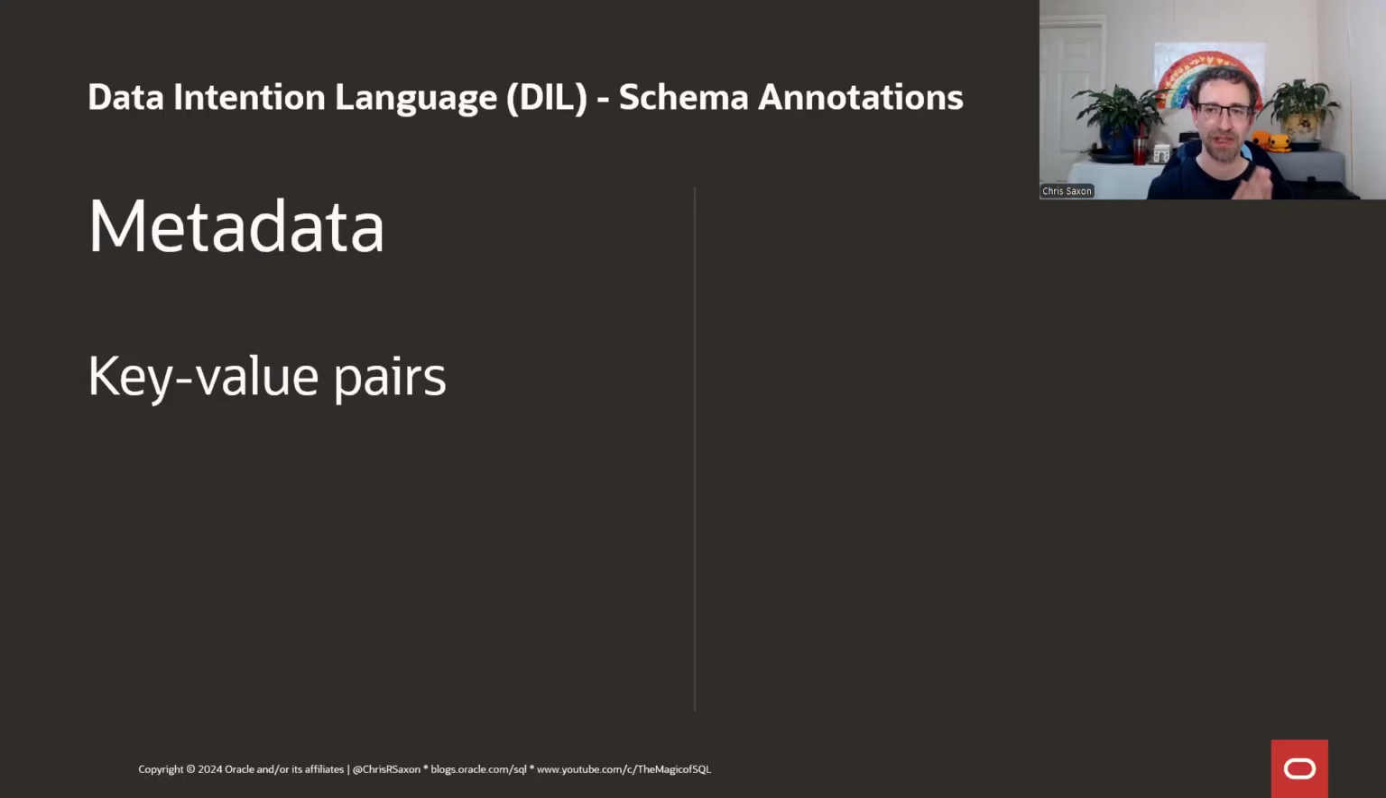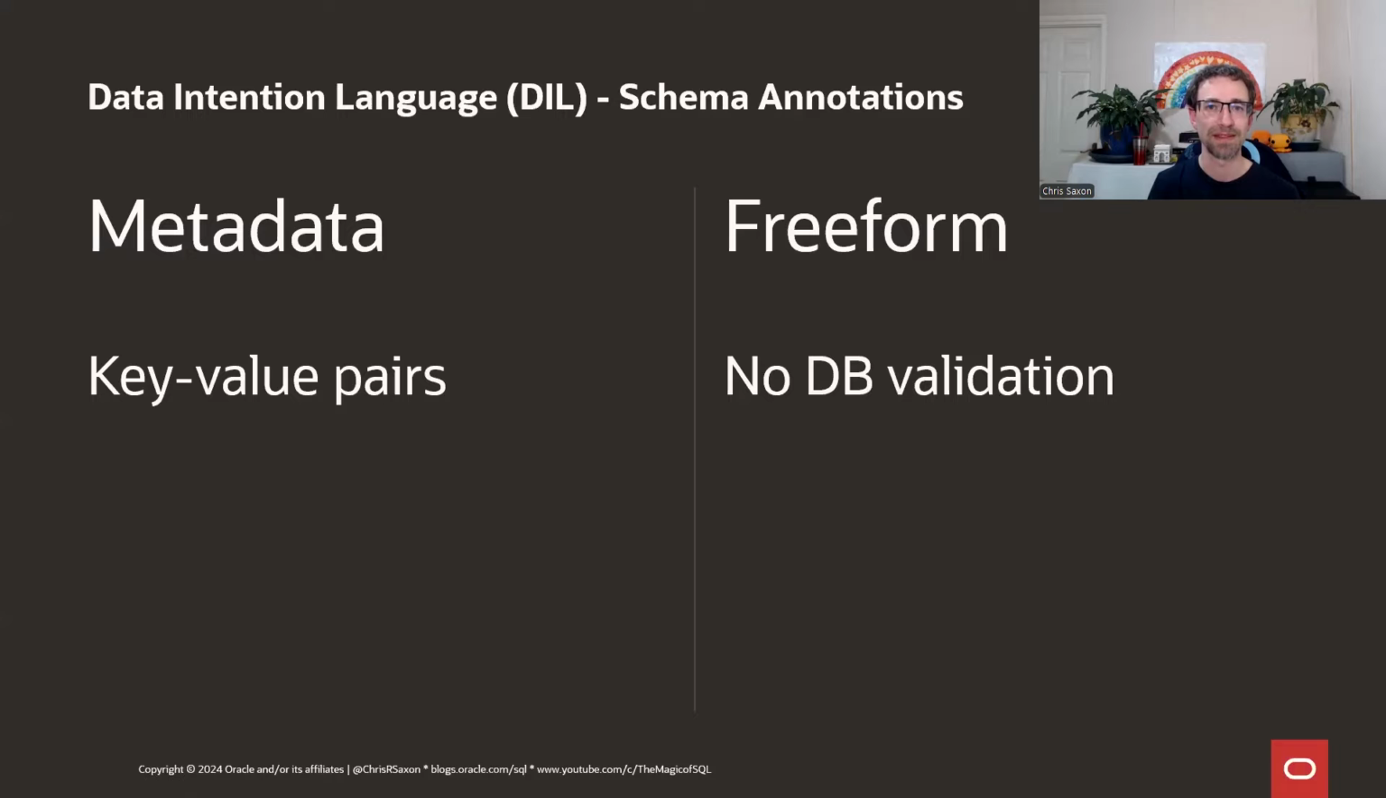Schema annotations are metadata, key value pairs. This means the database doesn't do anything with them, right? You can call the keys and the values whatever you want. The database doesn't enforce any values or properties for them. It's up to you to read those and go, okay, this is what I should do, this is how I should work with these values, to help future developers, DBAs, and applications work with this data in the correct way.